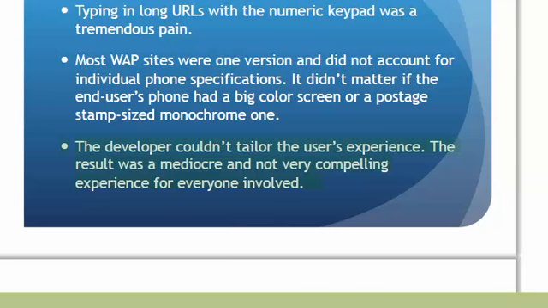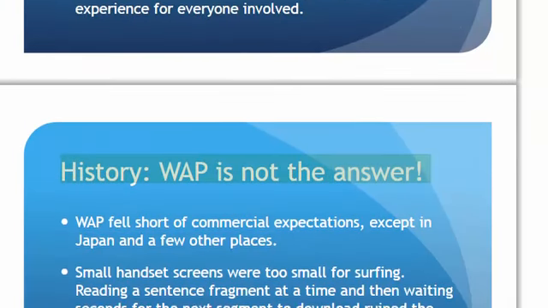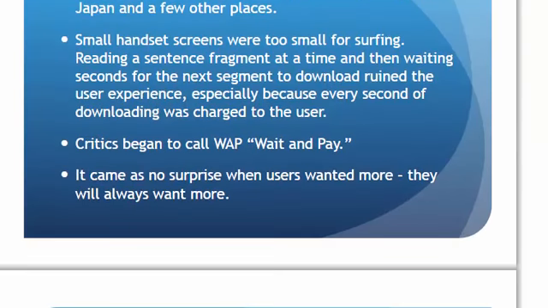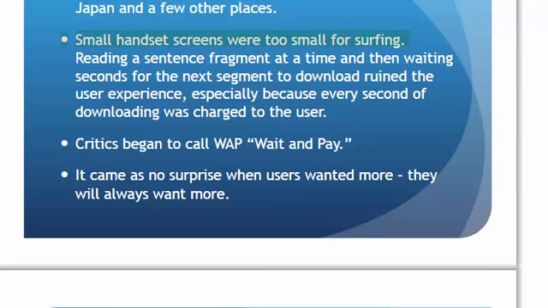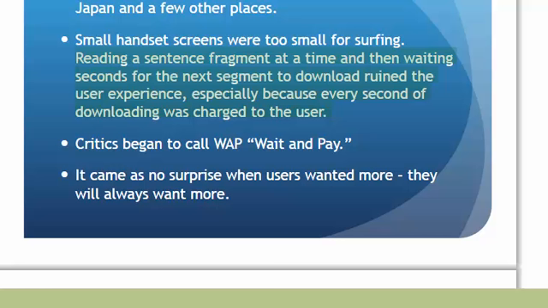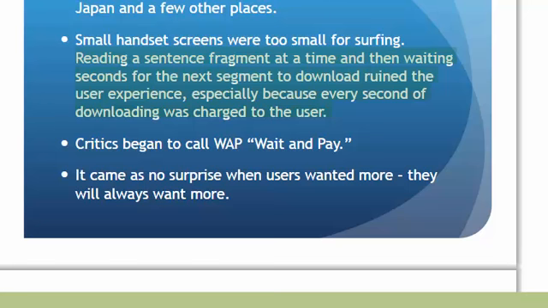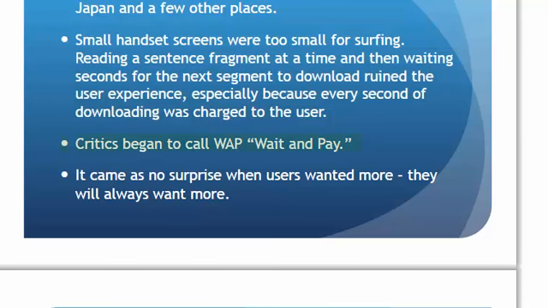History: WAP is not the answer. WAP fell short of commercial expectations, except in Japan and a few other places. Handset screens were too small for surfing. Reading a sentence fragment at a time and then waiting seconds for the next segment to download ruined the user experience, especially because every second of downloading was charged to the user. Critics began to call WAP "wait and pay." It came as no surprise when users wanted more; they will always want more.